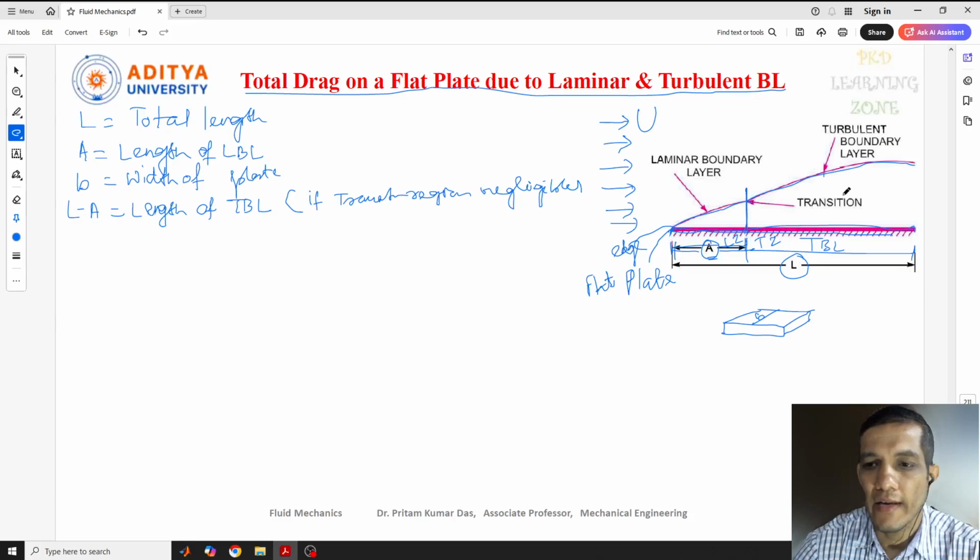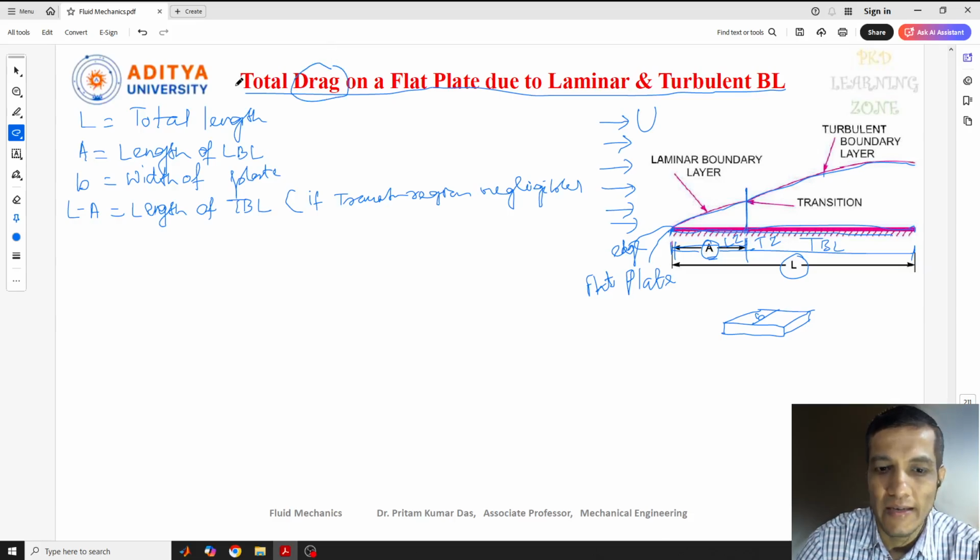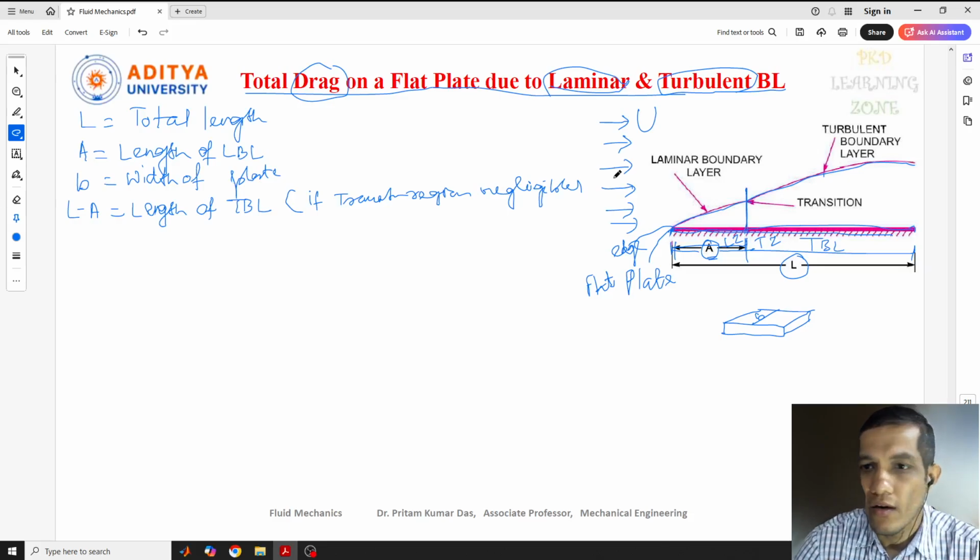Okay, then we can consider the total length of this, that is turbulent boundary layer. Now what we need to calculate here is the drag on the flat plate. As I told you, we need to calculate the drag on the flat plate for the laminar and for the turbulent boundary layer. Okay, so that needs to be calculated. It needs to be started from the leading edge.